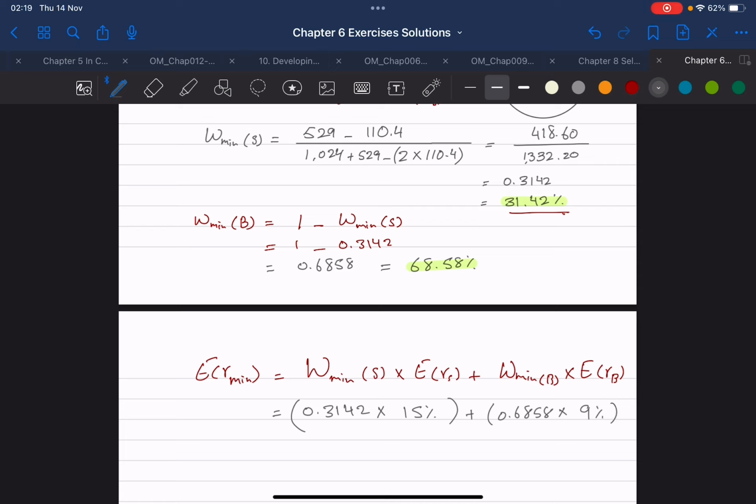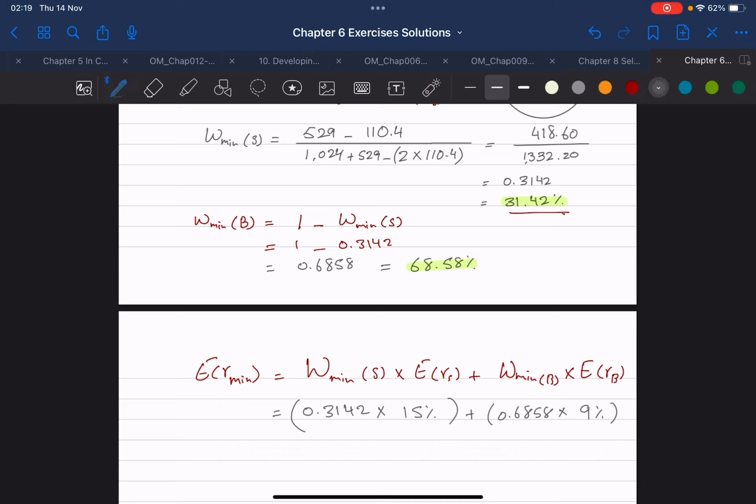Now bear in mind, you can use decimal format here or percentage format. Just know that if you use percentage, you don't have to multiply by 100 at the end. You will get your answer ready in a percentage format. But if you use decimal format instead, once you find the final answer, you need to multiply it by 100. Okay, I hope this part is clear.